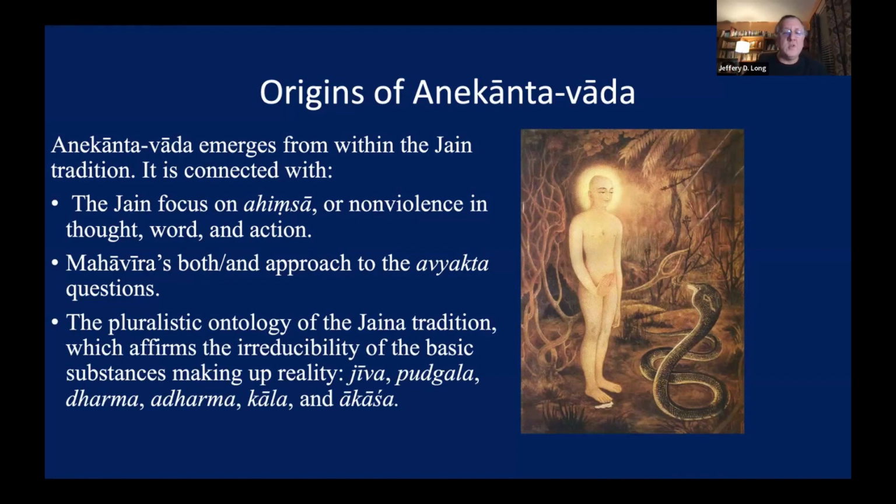The pluralistic ontology, the metaphysics of the Jain tradition, affirms the irreducibility of the basic substances making up reality. According to Jain teaching, reality is not all material, it's not all consciousness, it is a combination of multiple elements. There is jiva, for example, what's sometimes translated as soul, the life force, what differentiates a living being from a non-living being. Pudgala, that would be non-living matter. Dharma and adharma, which in this context actually refer to the principle of motion and the principle of rest. That's very distinctive to Jain philosophy. In some ways, this is comparable to the Sankhya concepts of rajas and tamas. Then you have kala, time, and akash, space.